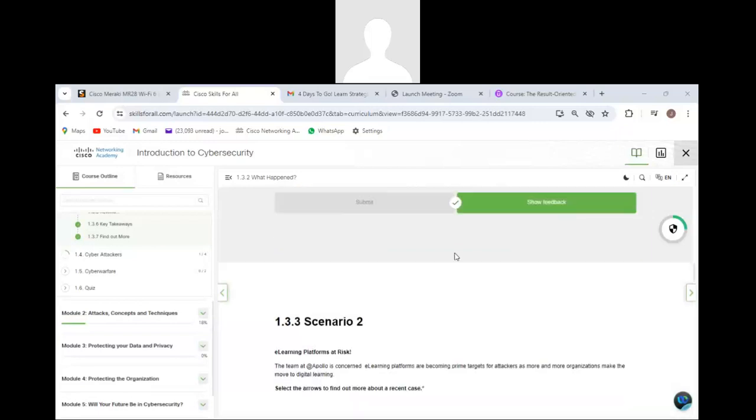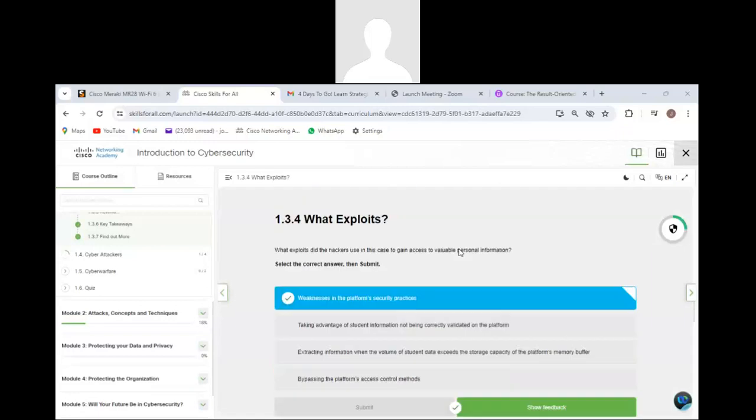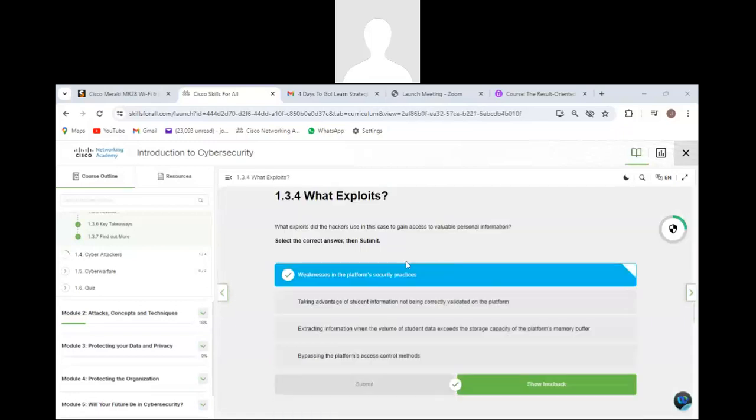Now, let's look at another scenario: an e-learning platform at risk. E-learning platforms are becoming prime targets for attackers as more and more organizations make the move to digital learning. Now, let's select the correct answer here. What exploits did the hackers use in this case to gain access to valuable personal information?